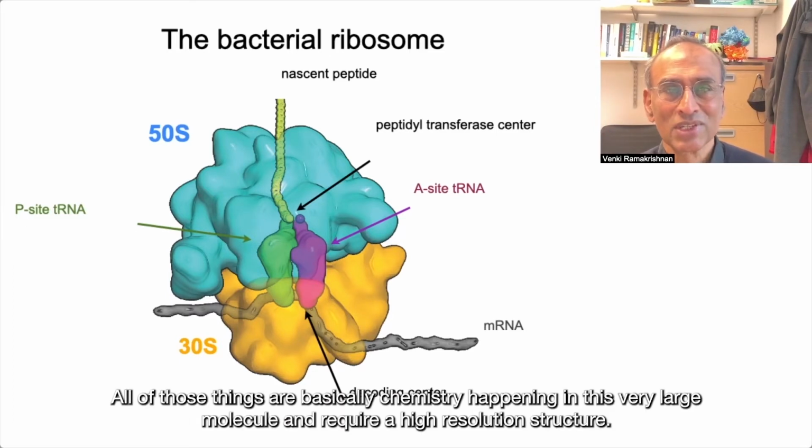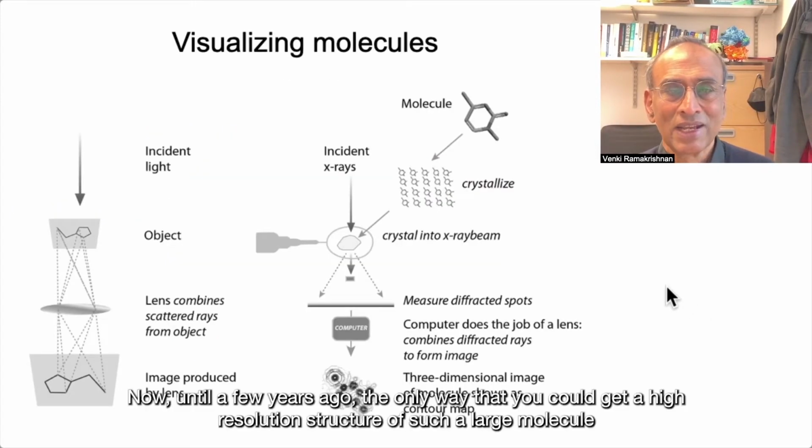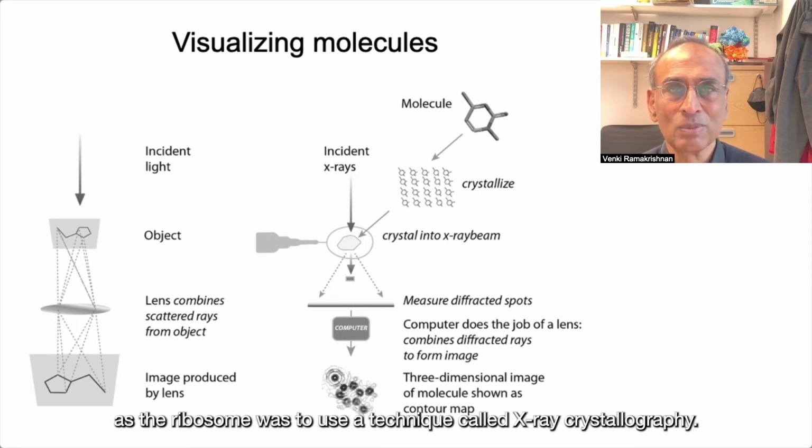All of those things are basically chemistry happening in this very large molecule and require a high-resolution structure. Now, until a few years ago, the only way that you could get a high-resolution structure of such a large molecule as the ribosome was to use a technique called X-ray crystallography.